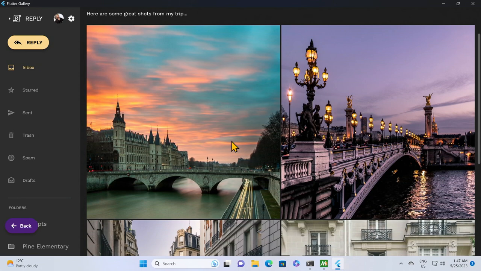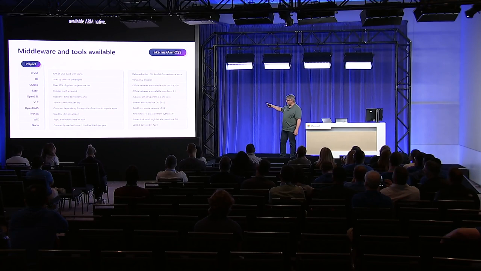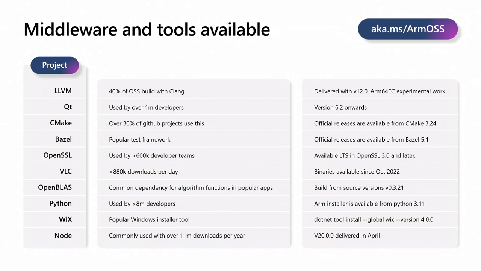Okay, let's switch back to the slides. So I've shown you today a selection of the open source software that is now available ARM native. And in fact, that's not a complete list, but it's quite a big list of what we've worked on. But I want to invite you. This is a public project that we're working on, and I want to invite you to take a look at it, aka.ms/armoss.